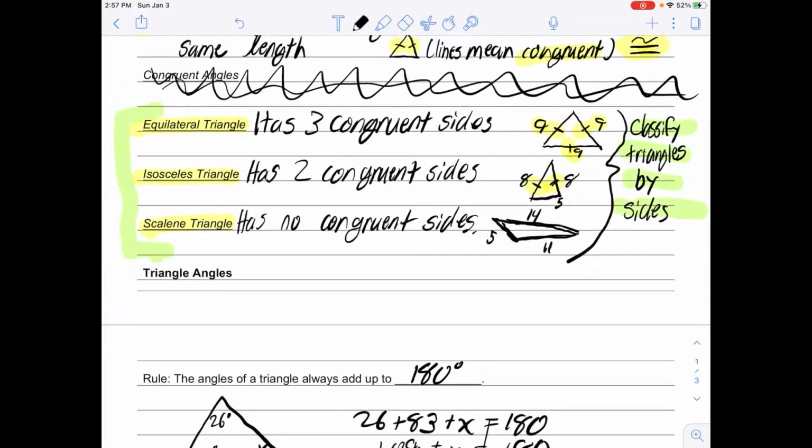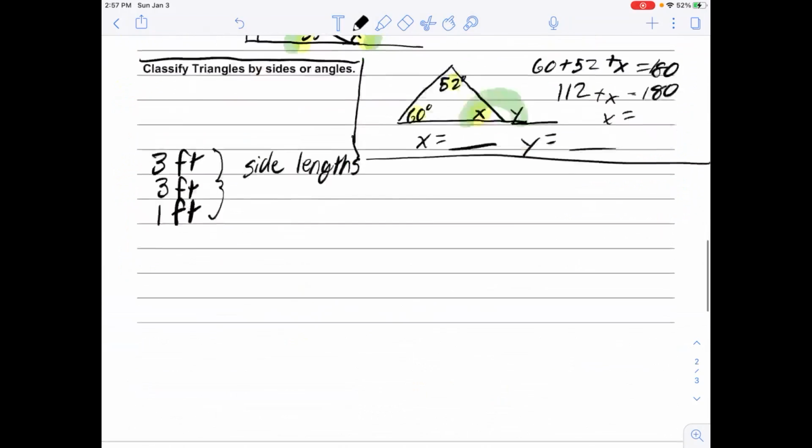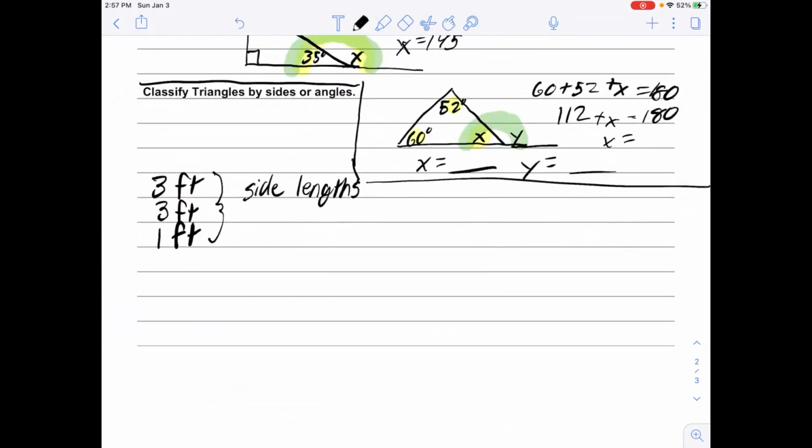Classifying triangles by sides means it can be equilateral, isosceles, or scalene. Okay? Well, equilateral has 3 congruent sides, isosceles has 2 congruent, scalene has no congruent. So now I can go back: 3 feet, 3 feet, 1 feet. I see that I have 2 congruent sides. Both of those are the same. That means that this is an isosceles triangle.